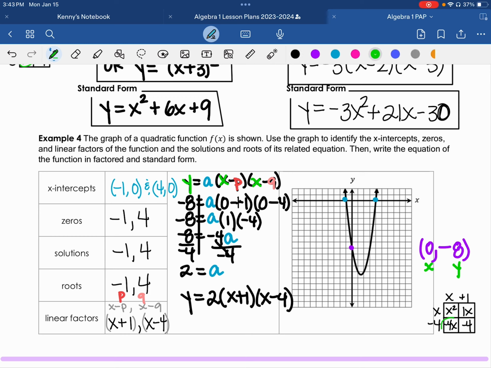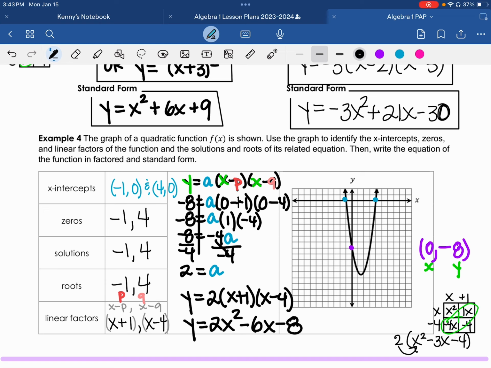We're going to add those two together, giving me x squared, because I always start in the upper left, minus 3x minus 4, because I always end at the bottom. I do have to distribute a 2 to that, so I'm going to multiply everybody by a positive 2, giving me a standard form equation of 2x squared minus 6x minus 8. And there are my two equations, factored and standard form. I'll just put an F here and an S here.